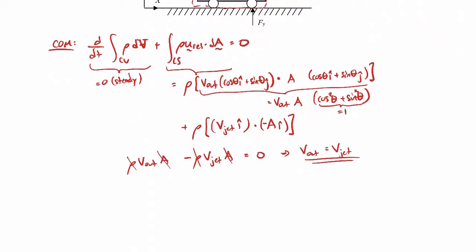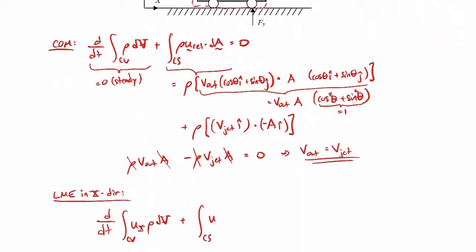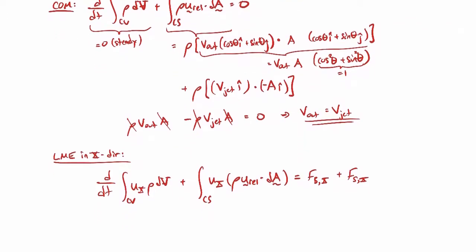Now let's go ahead and apply the linear momentum equation in the x direction. So we'll write out the linear momentum equation in its full form. This first term is the time rate of change of x linear momentum within the control volume. The next term is the net x linear momentum out of the control volume through the control surface. Then we have a body force in the x direction and surface forces in the x direction. There's no acceleration term because our coordinate system is inertial.